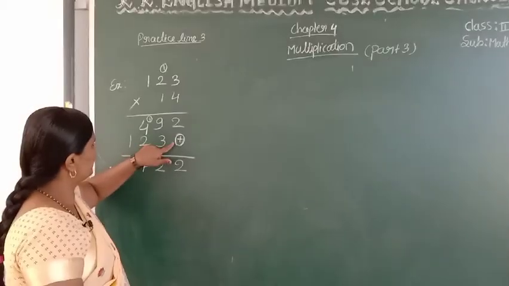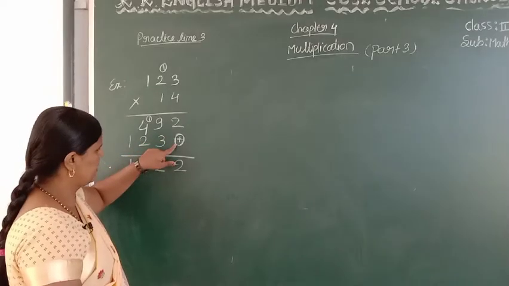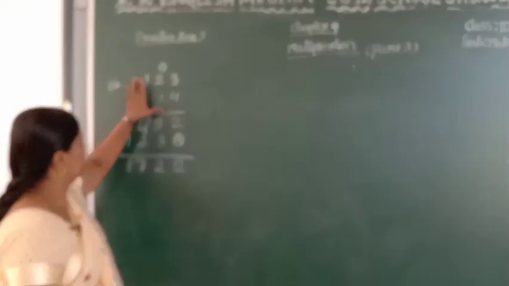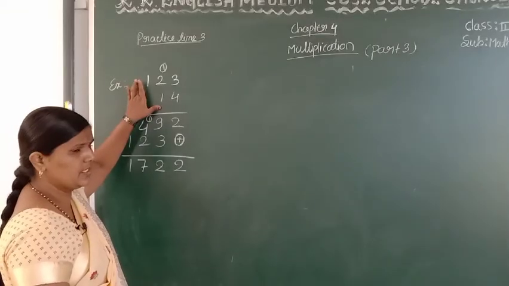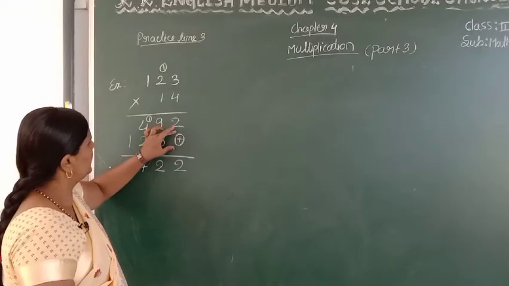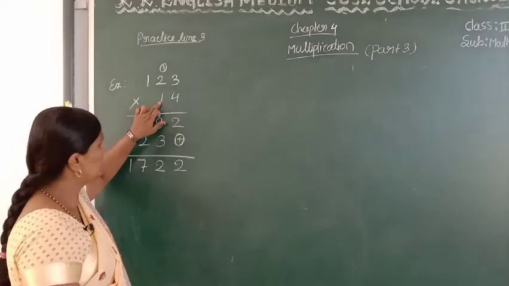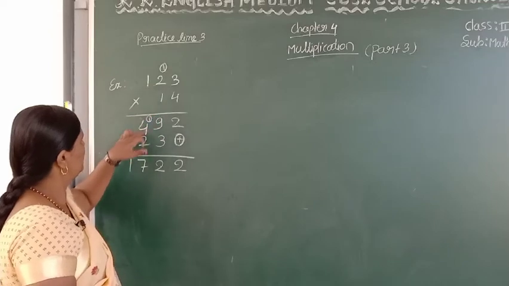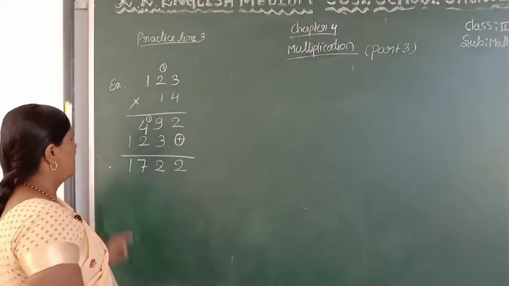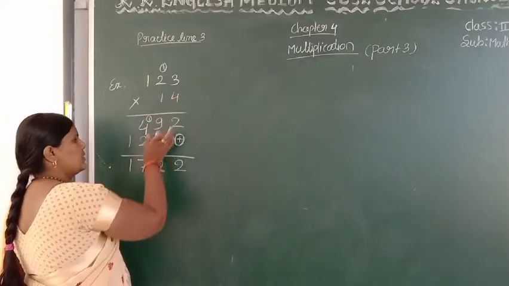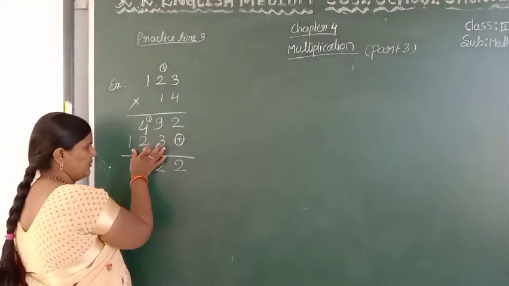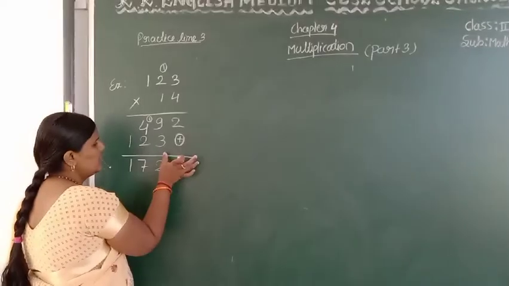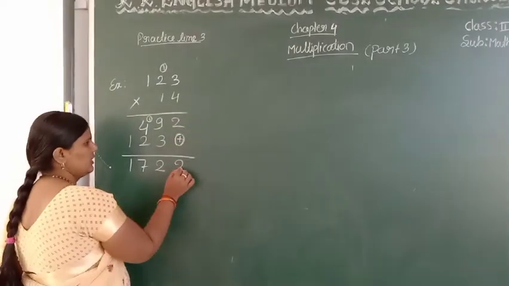Next, second step, first you have to write here 0 without any multiplication. First you have to write 0, then you go to the next number, 1. Then 1 into 3 is 3, 1 into 2 is 2, 1 into 1 is 1. After multiplying these two numbers you write the answer here.